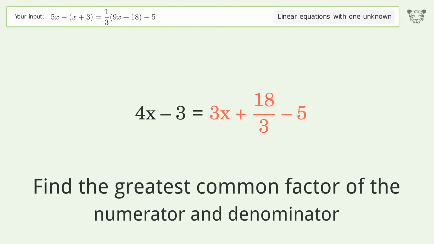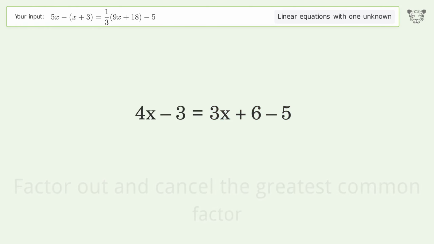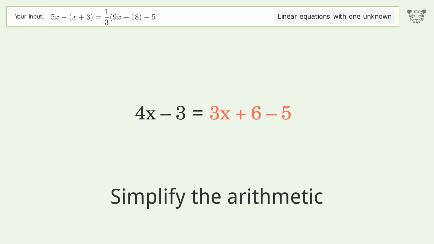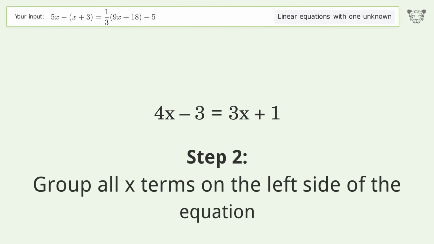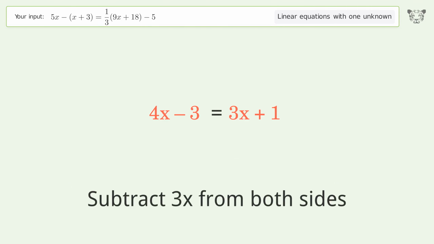Find the greatest common factor of the numerator and denominator. Factor out and cancel the greatest common factor. Simplify the arithmetic. Group all x terms on the left side of the equation. Subtract 3x from both sides.